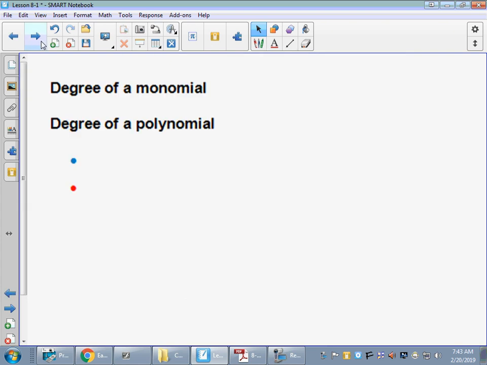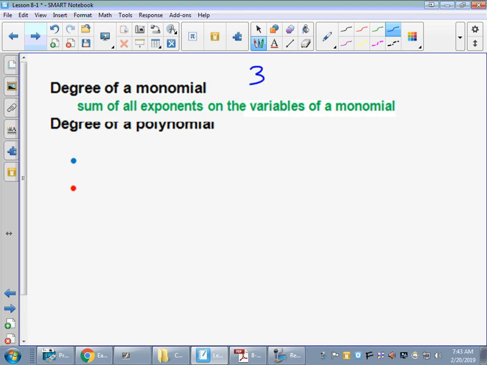Okay, let's talk about the degree of a monomial. So more terminology, more things we have to think about. The degree of a monomial is the sum of all exponents of the variables of a monomial. So you're going to look at all the variables and all of their exponents and add those up to get your degree. So let's say we had an example of 3x to the third y.